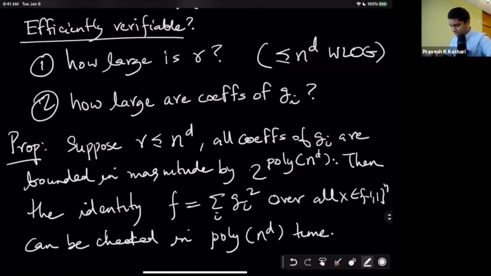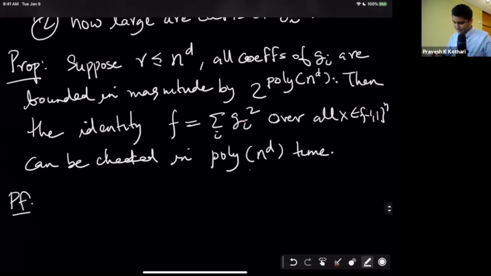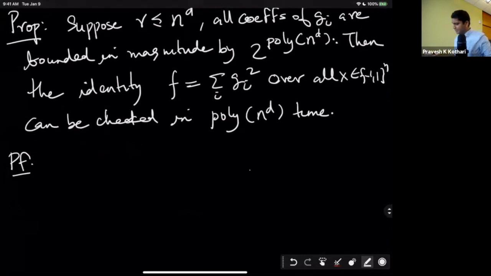Okay. So let's quickly see a proof of this proposition. It's kind of unfortunate, I don't have enough screen real estate to hold both the theorem and the proof together. So we're going to make do with this, I guess. Let's try to at least keep some part of it. This is essentially an exercise in verification, so let's just run through it. You're given g_i and its coefficients are polynomially bounded.